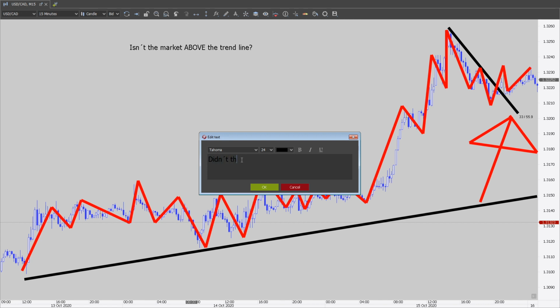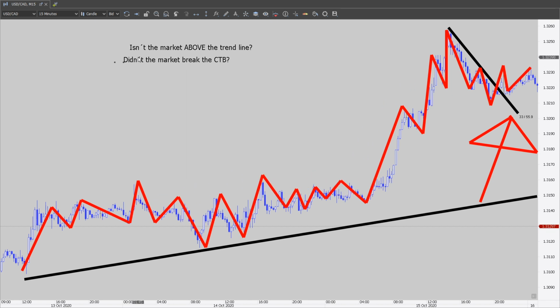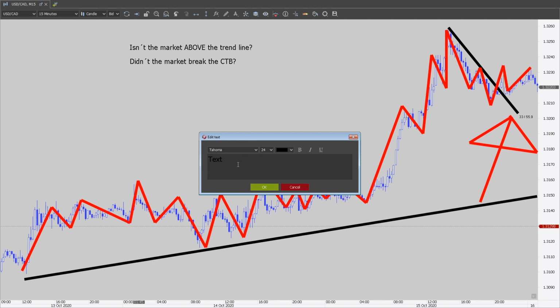Didn't the market break the CTB, which stands for the counter trend line break? I don't know, me too, but let's think together. Zuelio says long. Okay, me too, but isn't the market above the trend line? Didn't the market break the counter trend line? Counter trend line break, yes, I need to arrange.